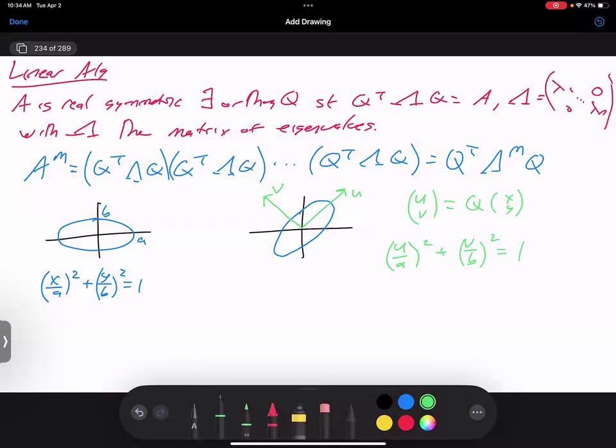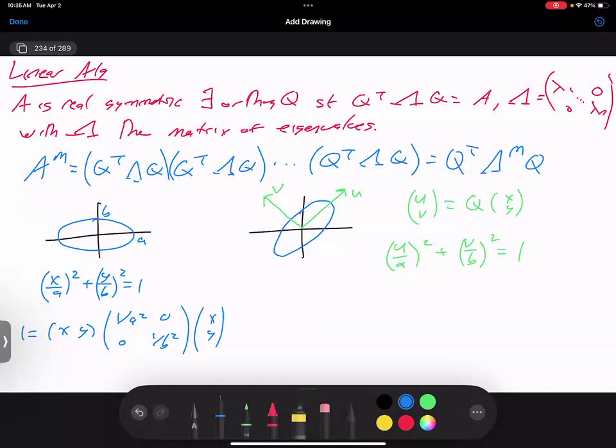And I can write down the equation very nicely. It turns out that there's a matrix lurking in writing down the equation of the ellipse. I can really view what's going on as I take the vector xy written as a row vector, I take the matrix 1 over a squared, 0, 0, 1 over b squared, and then I take the vector xy, and that product is just equal to 1.